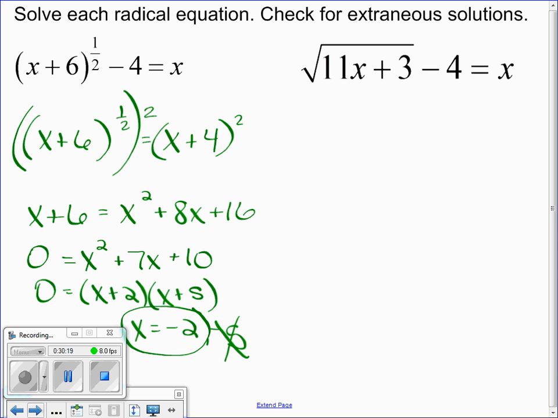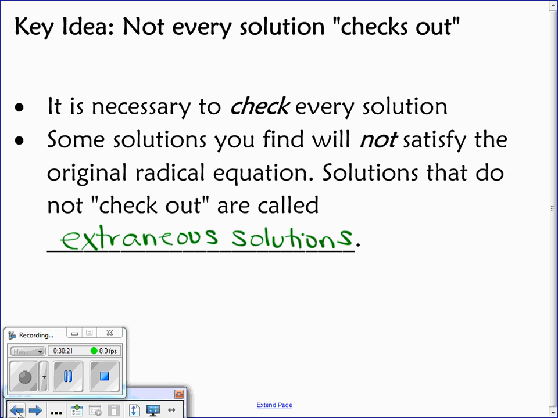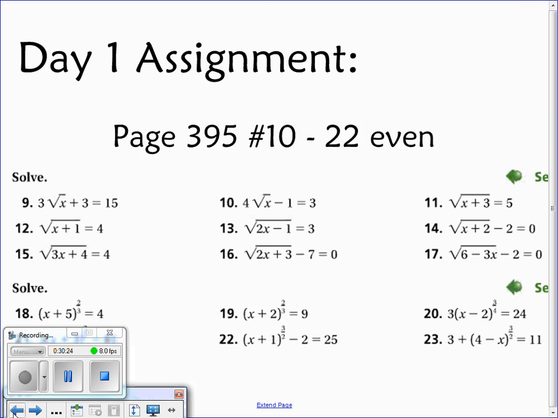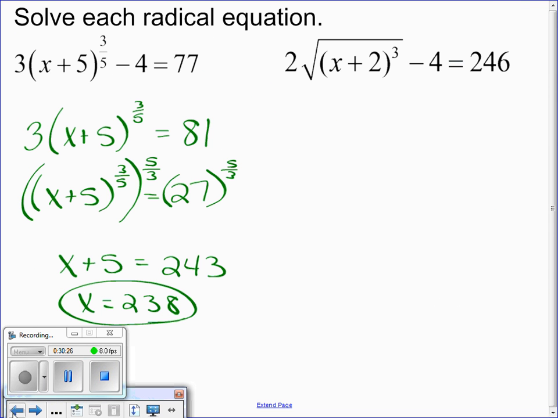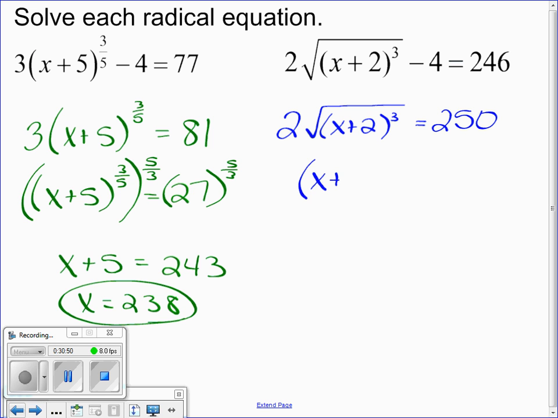Oh, they're extraneous. Let's go back to the one that freaked them out, the last one up here that I skipped. For whatever reason, this freaked people out. I don't know why. So you should have added 4, right? Guys, let's go through it. We'll find out what happened. Add 4. 250. Divide by 2.